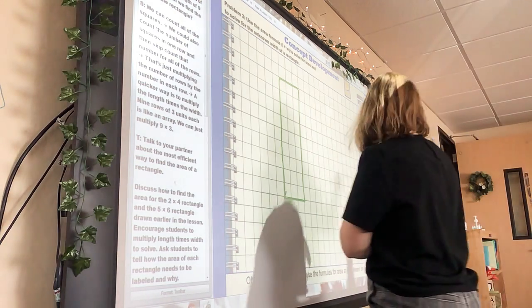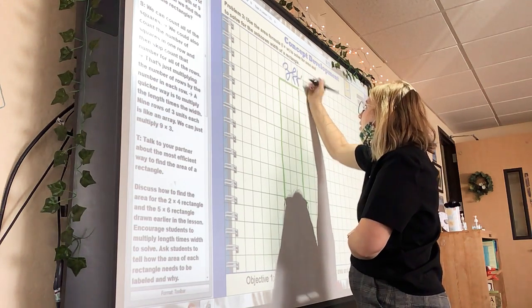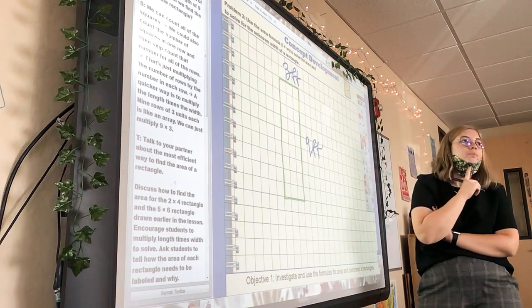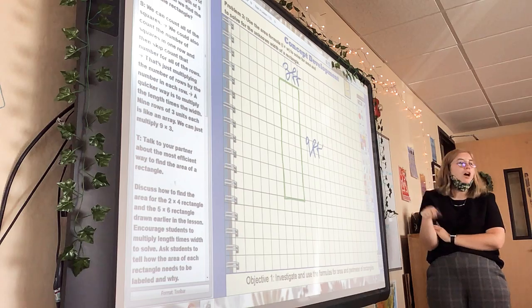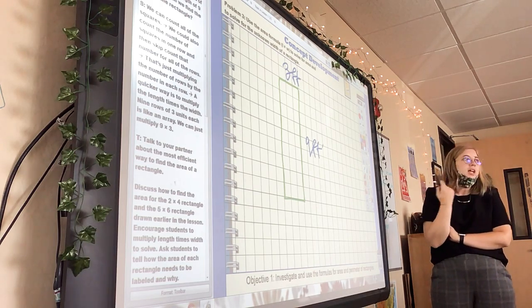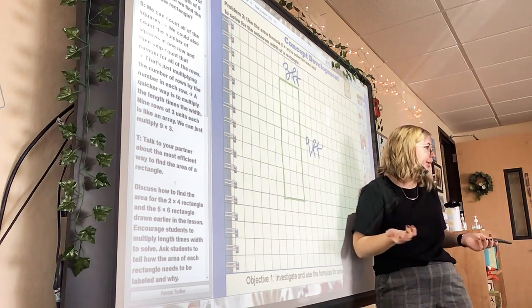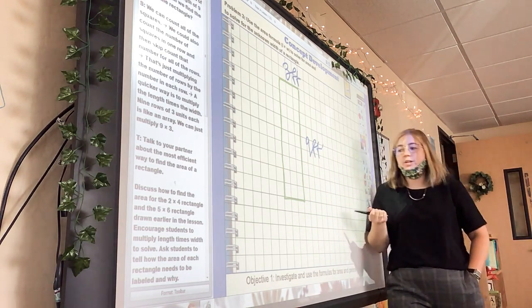All right. So yours should look something like this. Fun fact, my friends. Do you have to label all 4 of them? No, right? Because we know with a rectangle that opposite sides are equal. If it's going to help you to label all of them, go for it. But you do not have to.